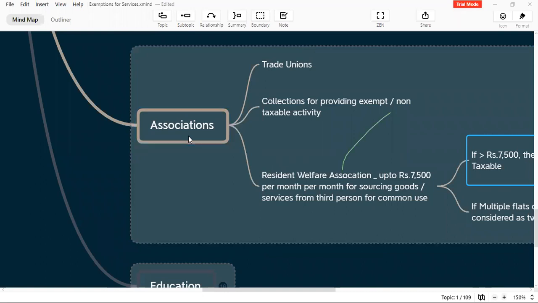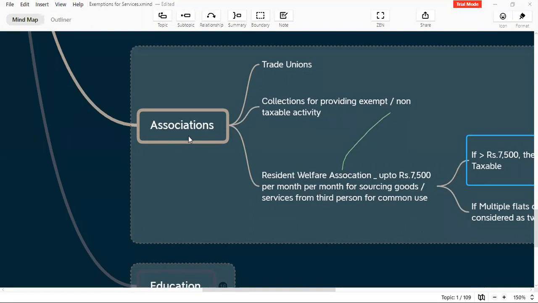So the same person owns 3 flats. So per month per member is what we told. So would he be considered as a single member or 3 members for the purpose of calculating this? Because individually, per flat wise, it's less than 7,500. If it's considered as a single member, then it goes up to 9,000 rupees.